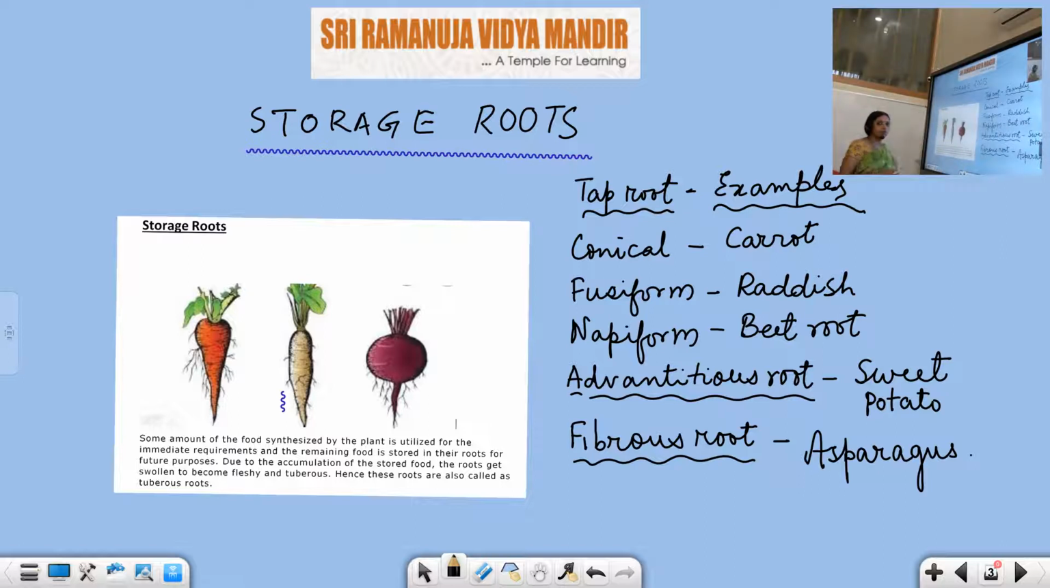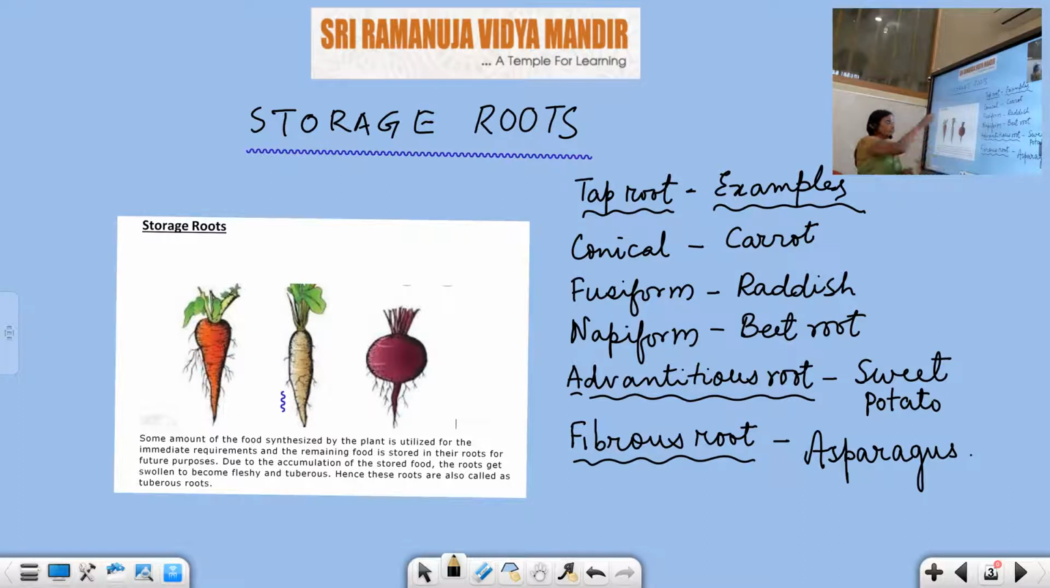What is the function of storage root? In some biennial plants, here again a new word, what is biennial? The lifespan of biennial plants is two years. Annual means the span of life is one year. Perennial means the plant lives for many years. Big trees like banyan and peepal, Ficus religiosa, live for many years. So annual, biennial and perennial are divided according to their lifespan.